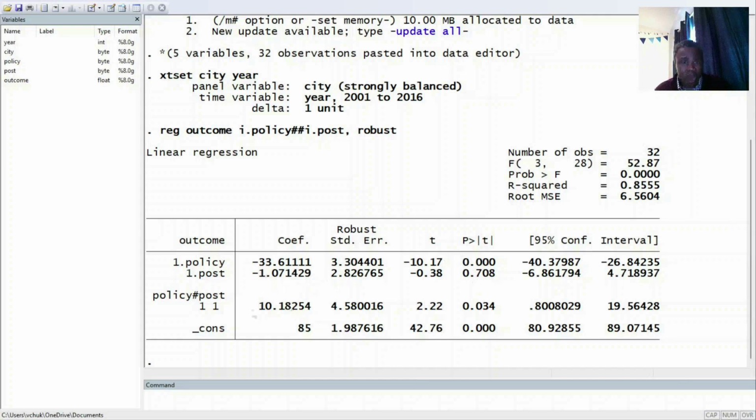What does matter, however, is this post-policy, this 10.18, and this says that London city price level increased due to the policy. So this is the causal effect of that policy. So prices rose by 10.18 on average, more than they would have done without the policy. And this is the difference in difference, the difference between the control group and that of City of London, the treated group, the one that had the policy implemented.